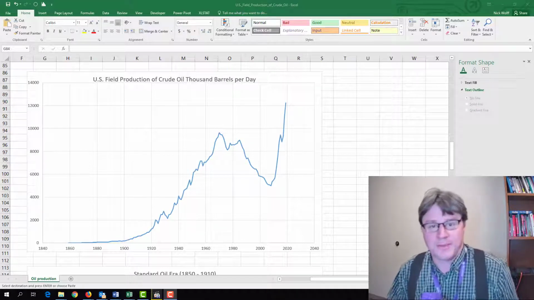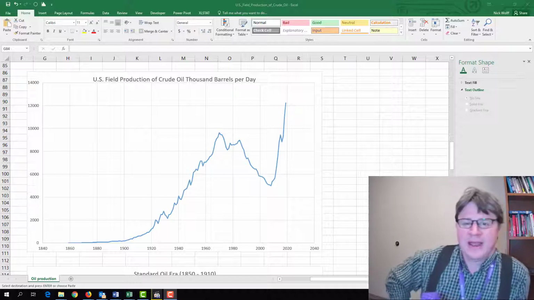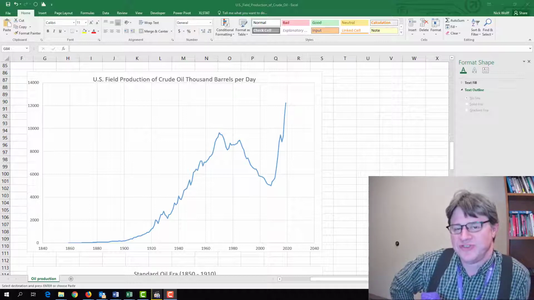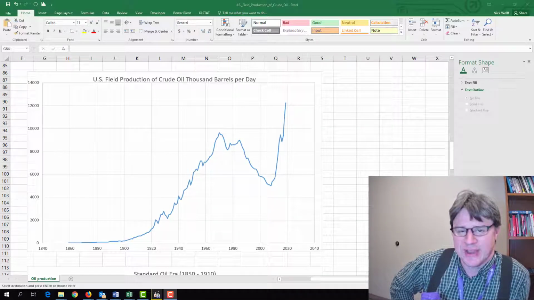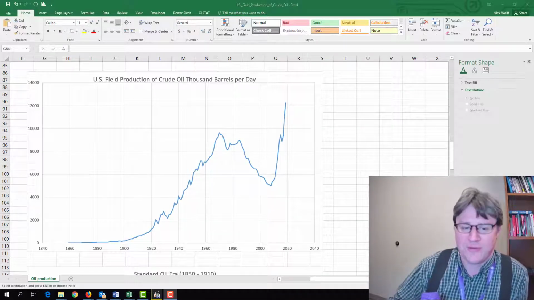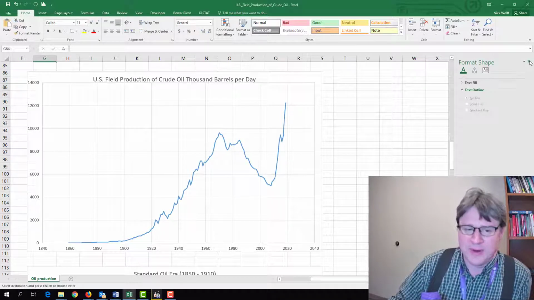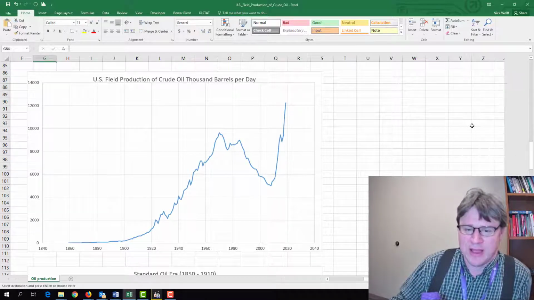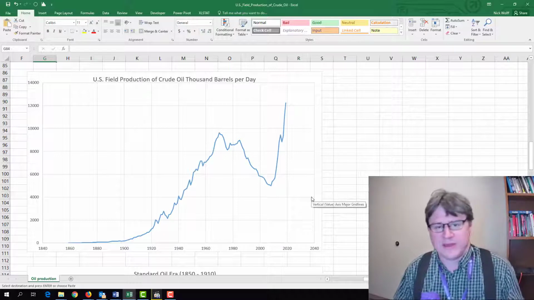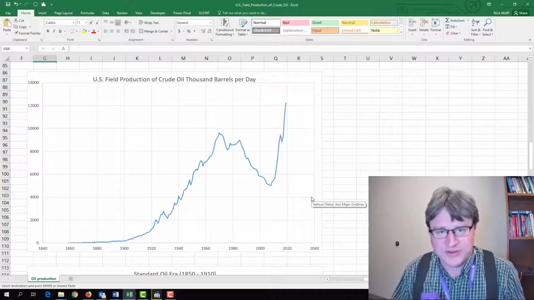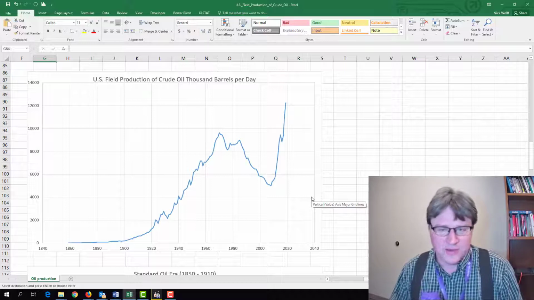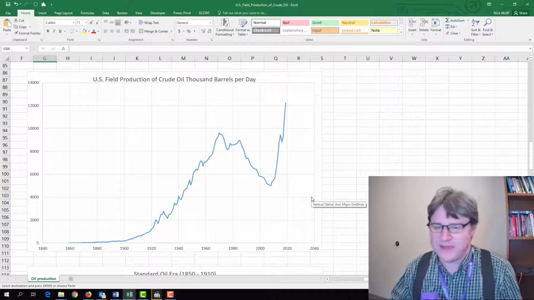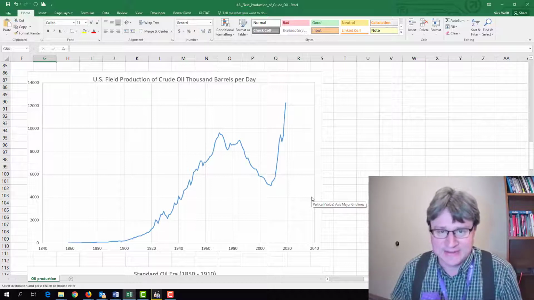Hello folks, welcome back. I would like to take some time to just give you a little bit more of a flavor of what regression can help us understand here, using a real life example. What I have here is a plot of the domestic U.S. production of oil in thousands of barrels per day from 1850 up until 2019.